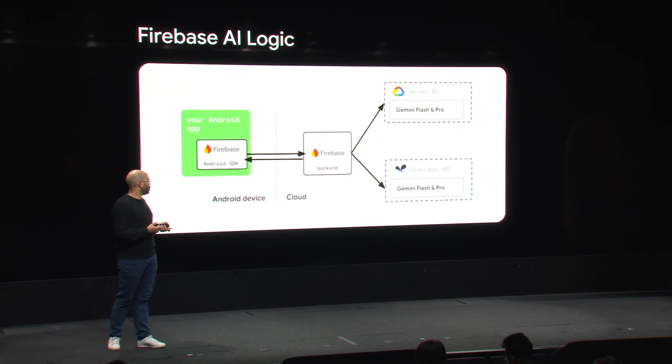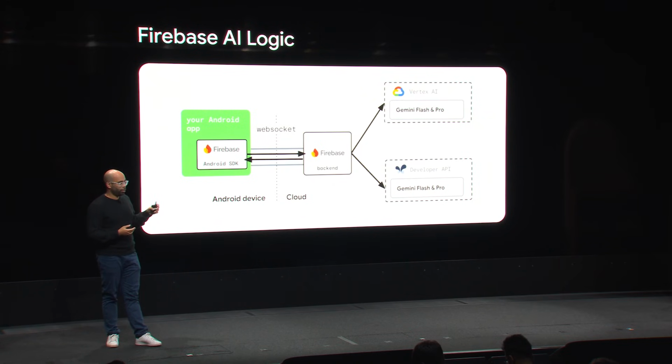So the architecture when you use the Gemini Live API remains the same. You have the Firebase AI Logic SDK talking to the Firebase backend, and the Firebase backend talking to the Gemini model. But specifically for the Gemini Live API, there is a WebSocket connection that will be established between your app and the Firebase backend to enable real-time bidirectional communication. And it's fully managed by the SDK.